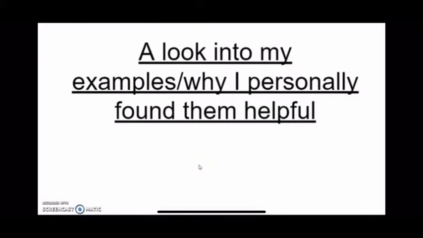Originality part of my grade, I thought I would concentrate on the examples that I showed on my one-pager, and I wanted to go into more depth about why I personally found them helpful and the things that I really liked about them.